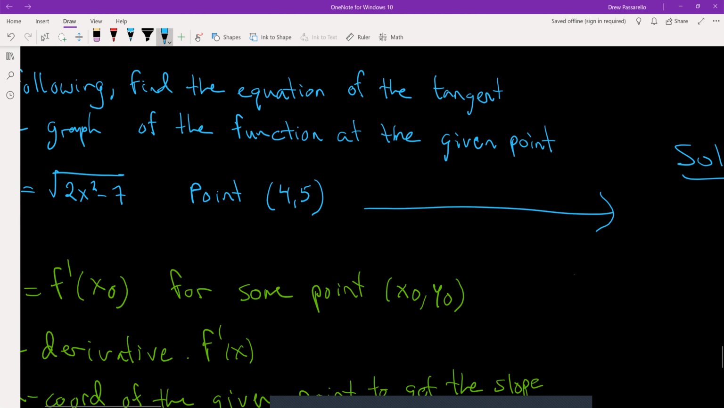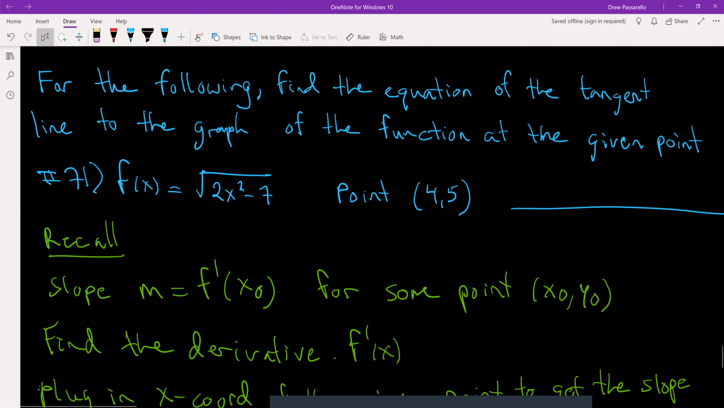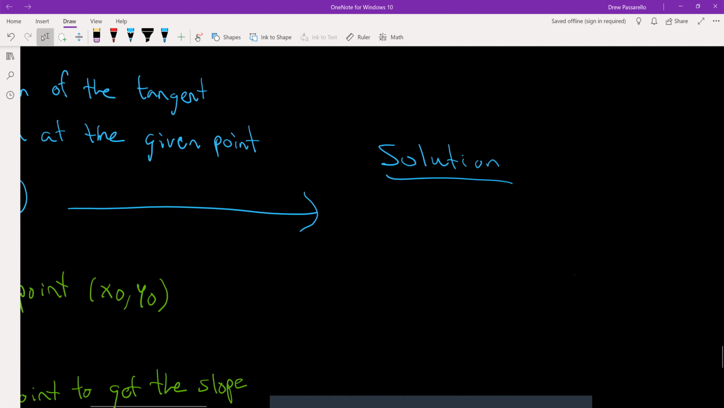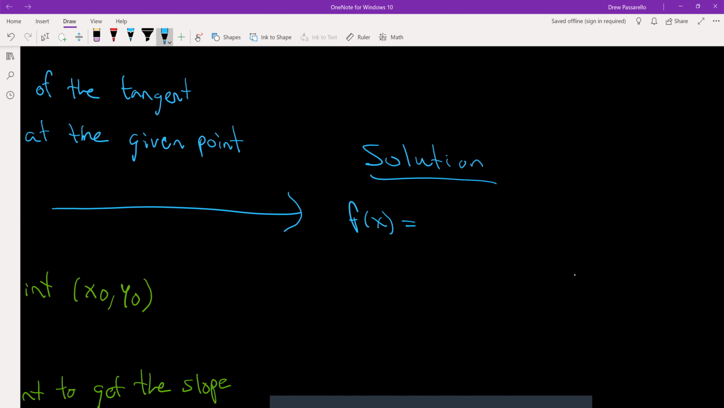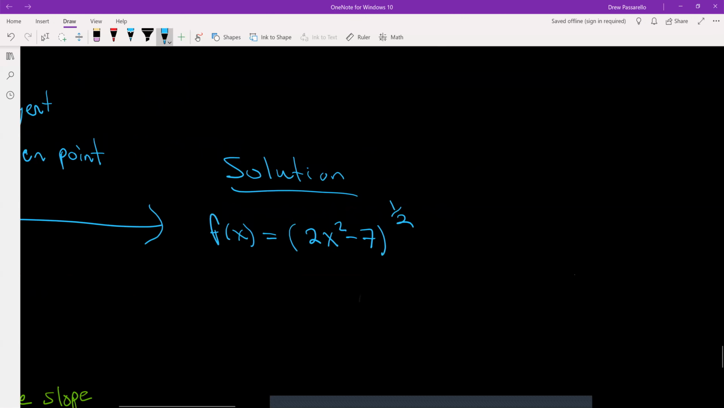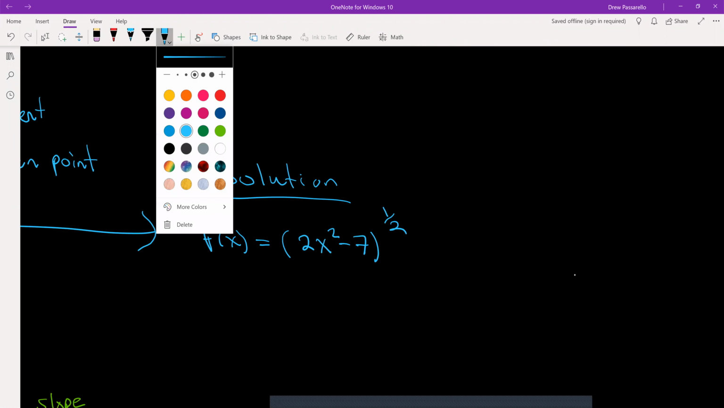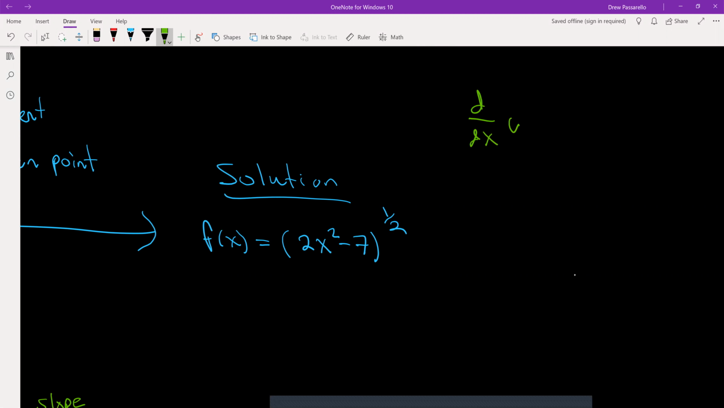All right, so solution. First thing I'm going to do is rewrite it. We know square root is the same thing as raising to the 1/2. So f of x is going to equal 2x squared minus 7 raised to the 1/2 power. And to find its derivative, I have to use chain rule, or the general power rule, which is this, and in this case, u is 2x squared minus 7.